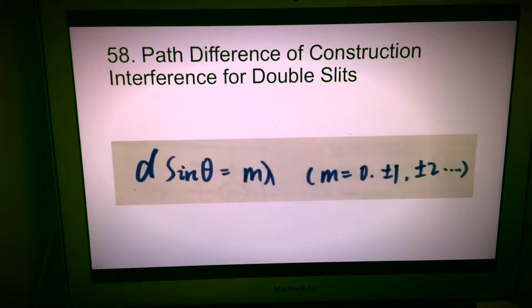58. Path difference for constructive interference for double slits. This is really hard. Double slits are two holes on a surface, and we use the formula d sine theta equals m lambda. Lambda is the wavelength of the light, d is the distance between the two slits, theta is the angle, and m is the order, which sometimes means the peak. The peak can be 0, positive 1, or negative 1, positive 2, or negative 2.